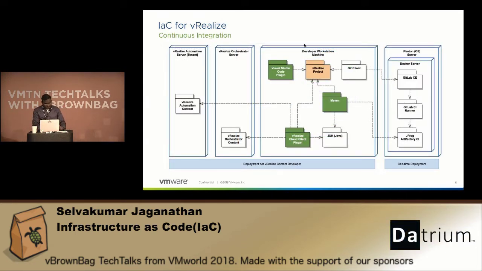I was talking about vRealize Automation. We support multiple tenants, tied into vRealize Orchestrator. In the developer workstation, we have the content in the file system. We create all the vRealize content, which is pulled into the developer machine's file system. There you make any changes using the Visual Studio Code plugin, and using the Maven build system we release to the project. Then we have the Git client where we can pull and push requests.